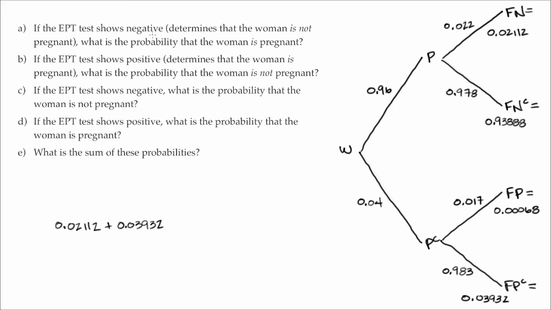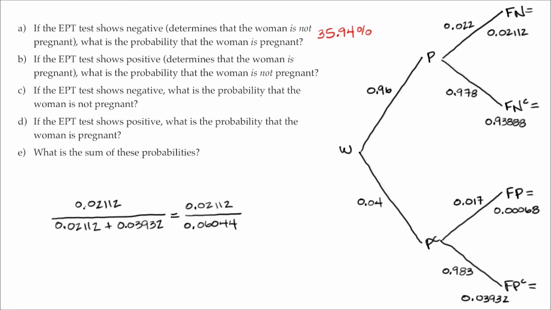So if the test shows negative, it shows it here, and it shows it here. What is the probability that the woman is pregnant? Well, she's pregnant here. That's this group right here, 0.02112. That's 0.02112 over 0.06044. So this comes out to be approximately 35.94%.